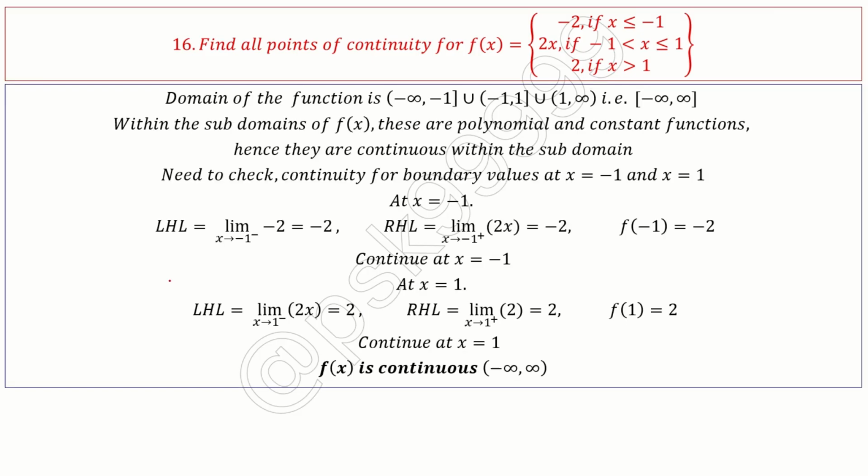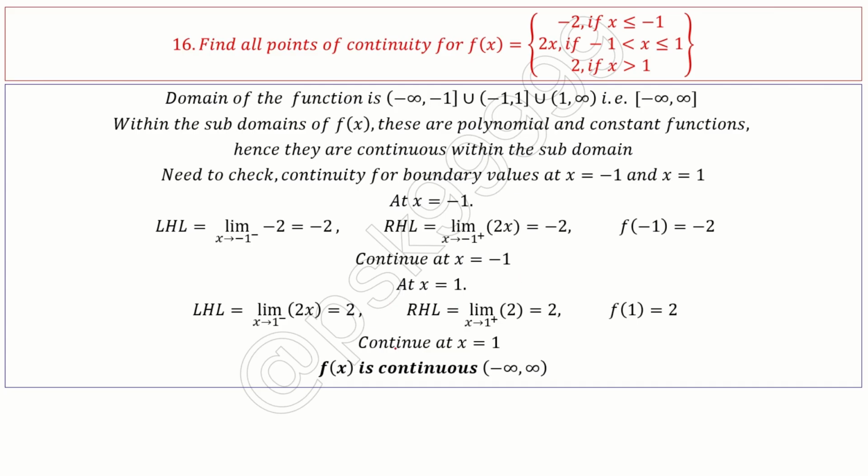Okay, so at x equal to minus 1, LHL is minus 2 because it is x tends to minus 1 minus, so less than minus 1, which is nothing but this value, correct? Minus 2, which is a constant function. RHL is 2x if x tends to minus 1 plus, the definition is 2x, so 2x is nothing but minus 2, f of minus 1 also minus 2, so LHL equal to RHL equal to f of minus 1, so continuous at x equal to minus 1.